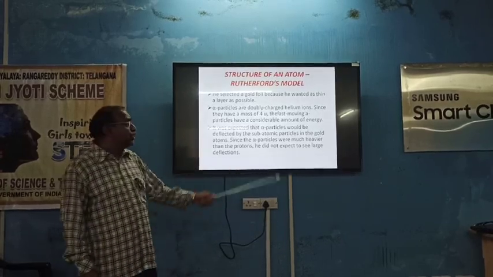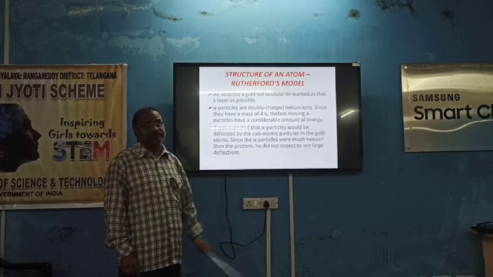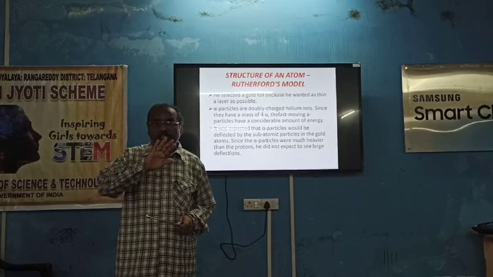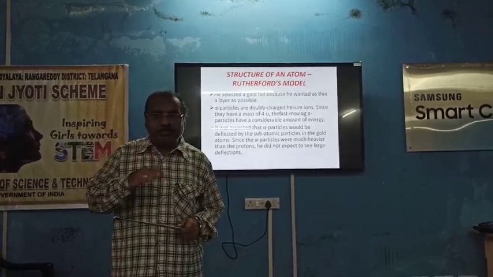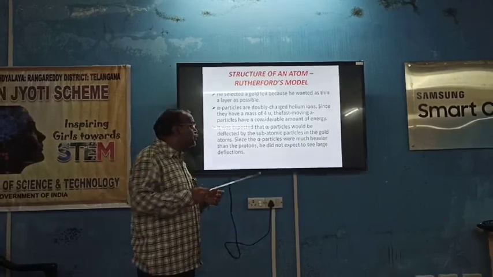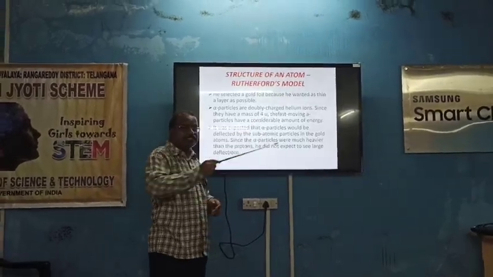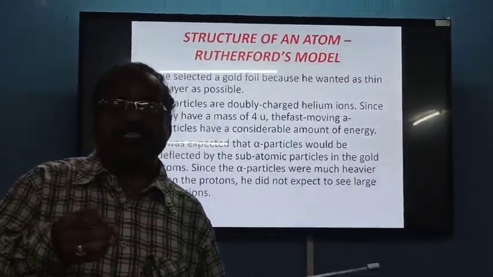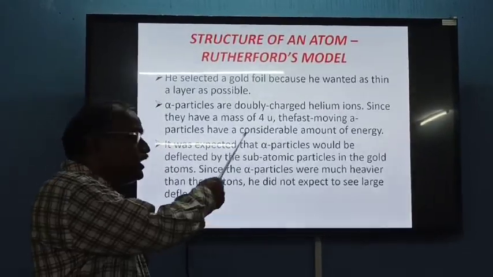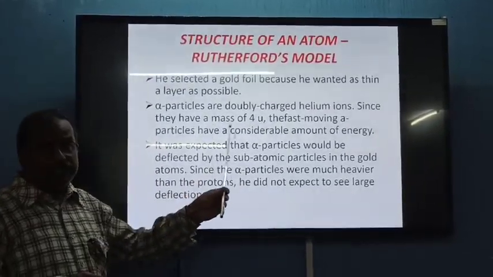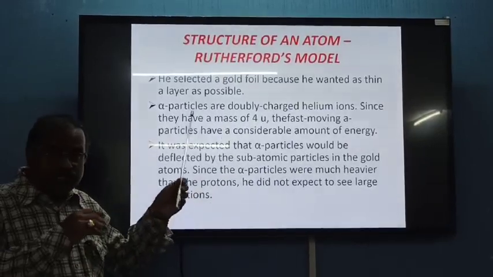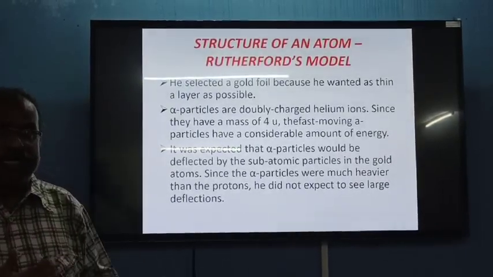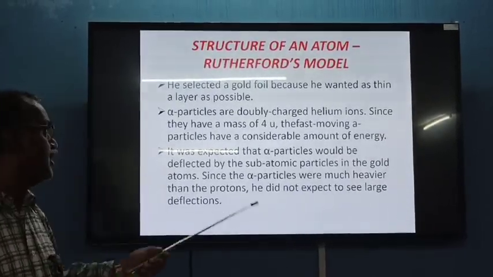Why were alpha particles chosen? Because their mass is 4 units, heavy mass, and charge is 2 plus. What Thomson told was that the total atom is completely filled with positive charge. If we pass this alpha particle, which also has positive charge, the positive charges should repel. If it repels, then what Thomson told is correct: the total atom has positive charge. We are passing helium nuclei, which also have positive charge. Positive charge will repel, so the particles should come back. Thinking so, he selected the alpha particles.